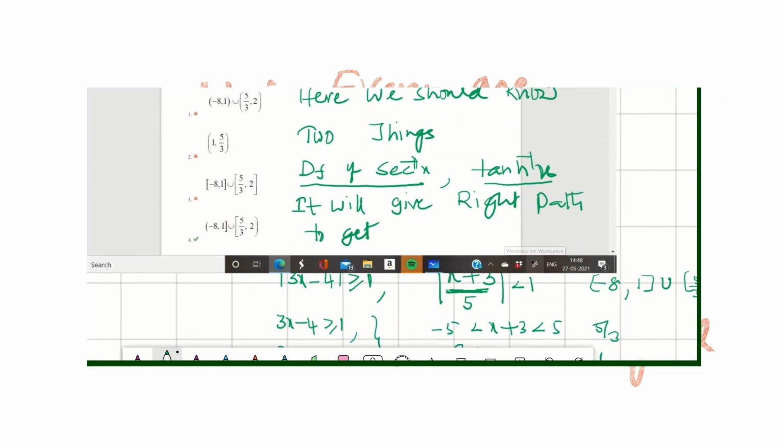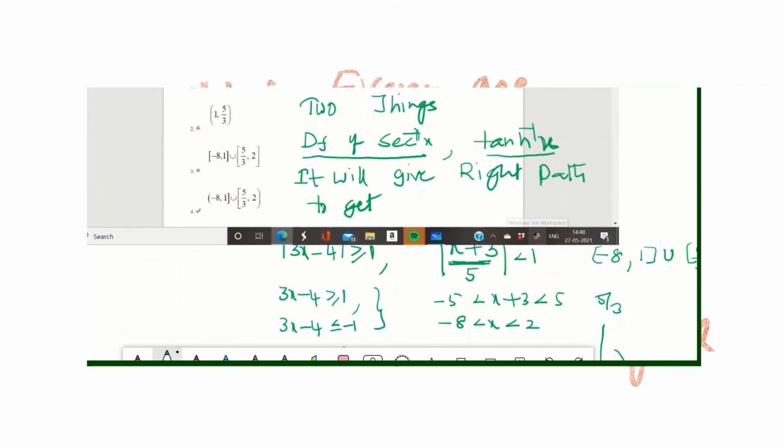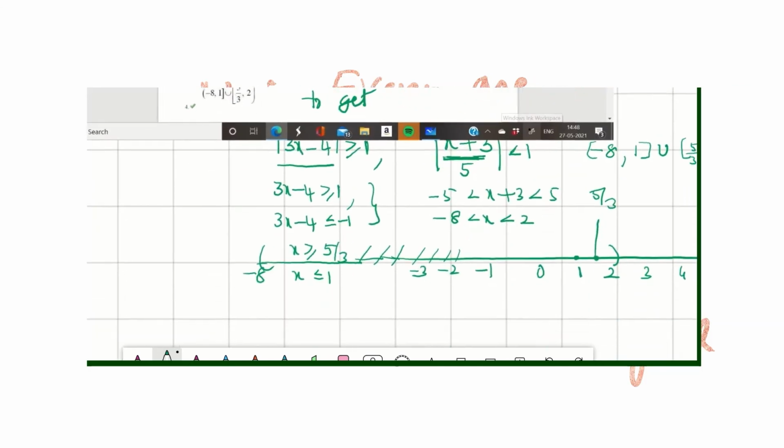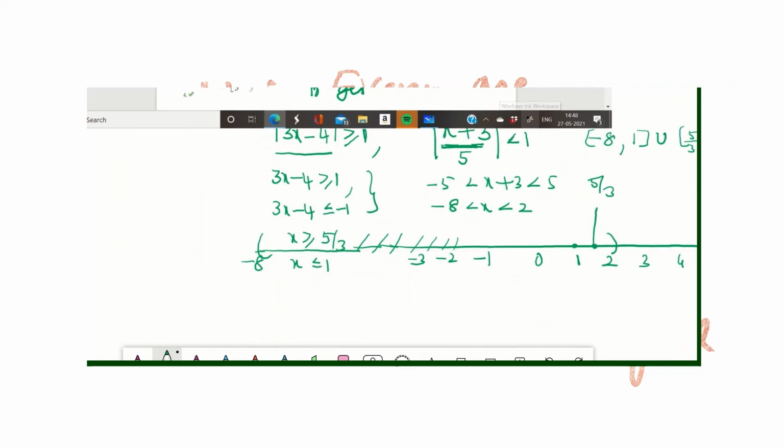So what is the domain of secant inverse x? Always mod x is greater than or equal to 1. So whatever x is given, mod of (3x minus 4) is greater than or equal to 1. And here tanh inverse is given, so the absolute value of (x plus 3) upon 5 is strictly less than 1. Here greater than or equal to 1, here strictly less than 1. After knowing these two things, by using the real line you can get the required domain of x.